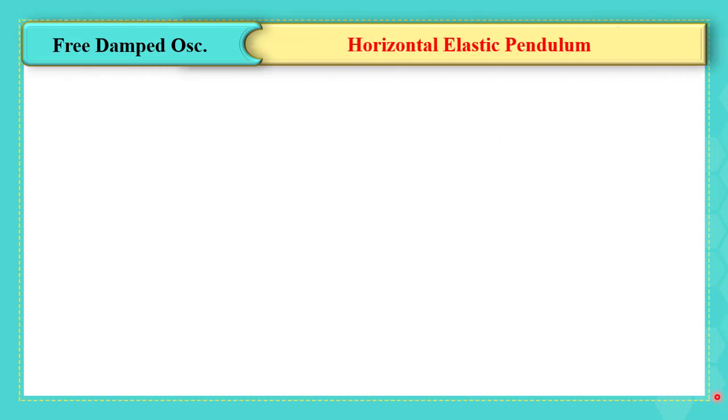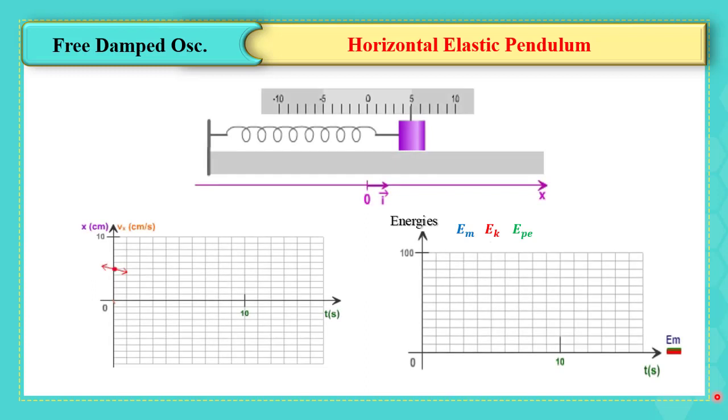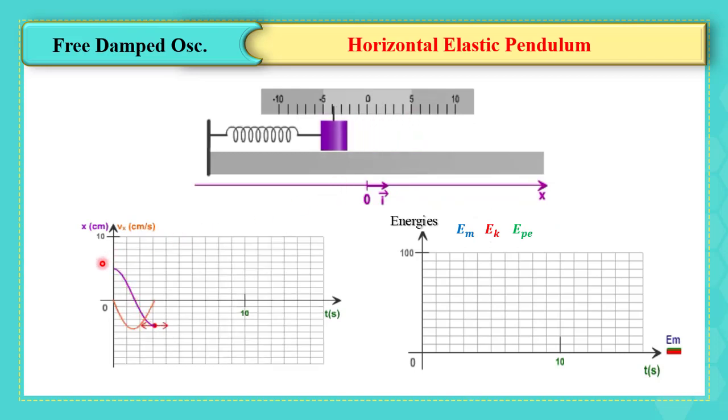We consider a horizontal elastic pendulum which moves through air and experiences a friction force. The solid is shifted from the equilibrium position and released without initial velocity. The first graph shows the variation of the position x as a function of time. It is represented with a purple curve, and the variation of the velocity is represented with the orange curve. We can see that the amplitude of x and v decreases as time goes on. And note that when x is 0, v is not maximal.